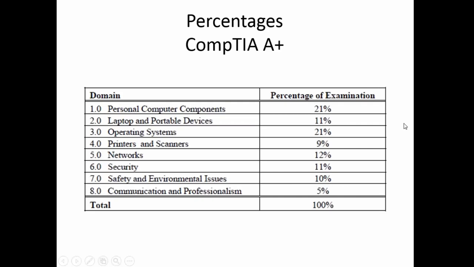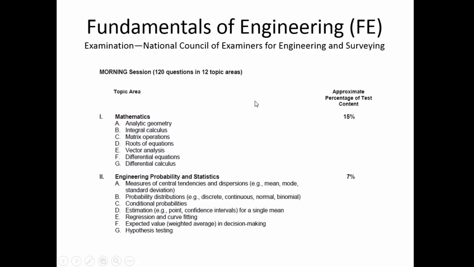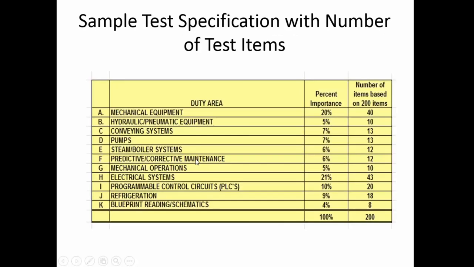So all big certification tests have a specification. So here's an example. This is the CompTIA A+ computer specification, and it tells them 21% of the test is on a certain section and 11% on a different section. The FE test for engineers is done the same way. They say 15% of the test is on mathematics, and it even gives a little breakdown.